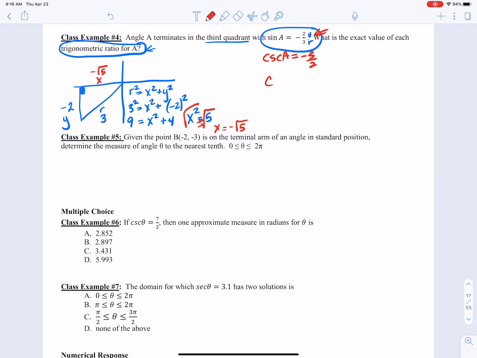And then I'm going to do cosine of A, which is x over r, which is -√5/3, and that's already simplified. And we'll go ahead and do secant of A, which is r over x, which is -3/√5, and I'll go ahead and rationalize that. So I end up with 3√5/5, and there's a negative there. So there's my secant ratio.